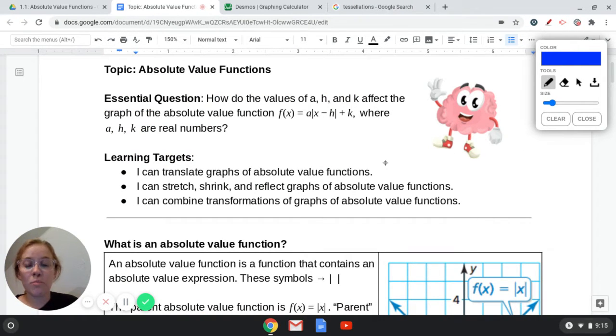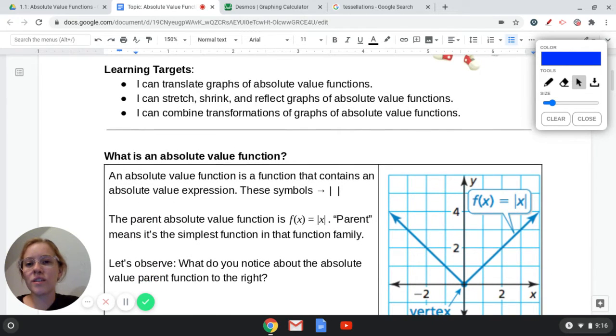All right, so the key idea here is learning what the values a, h, and k do to the graph of the absolute value of x. Remember, a, h, and k are variables. X will always stay the same. X is x. It's like the x-axis. So we're going to put like 2 in for a, 3 in for h, 8 in for k, see what happens, okay? And we're going to be able to describe what happens when you put any number in any of those positions.